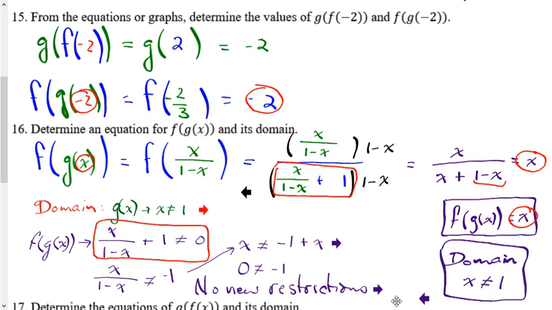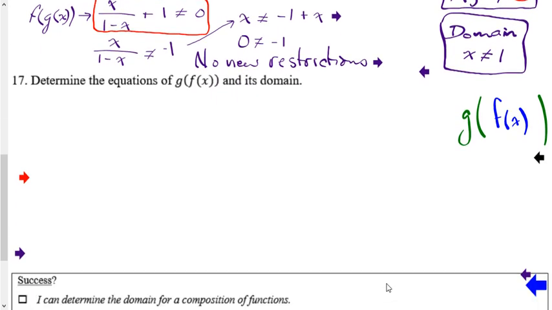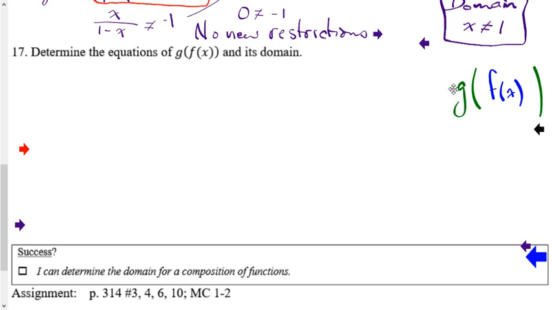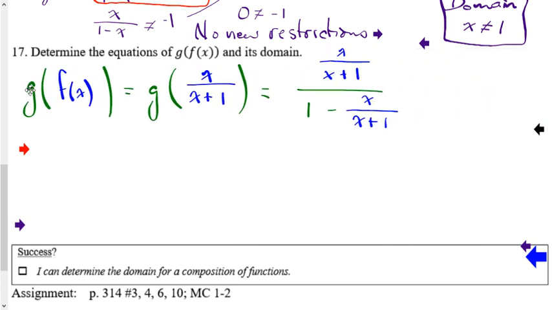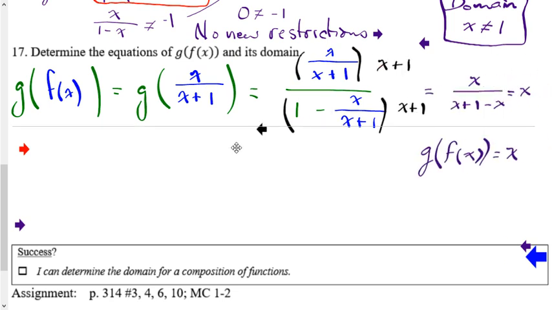And looking at g of f of x, it is similar. Here I have my composition of the two functions where f of x is inside. Here's where I'm simplifying, multiplying by that common denominator. Again, I'm getting g of f of x equals x. My input in the original function is the output in this composition of functions.